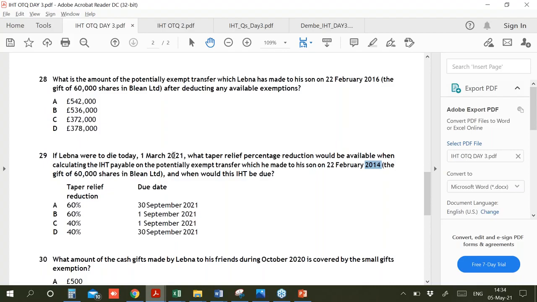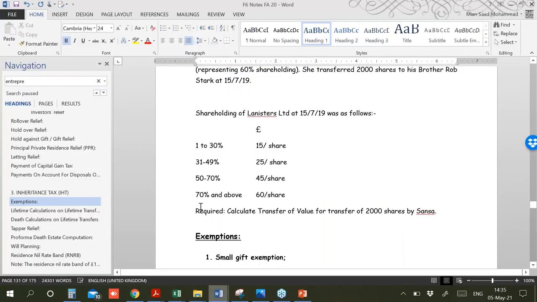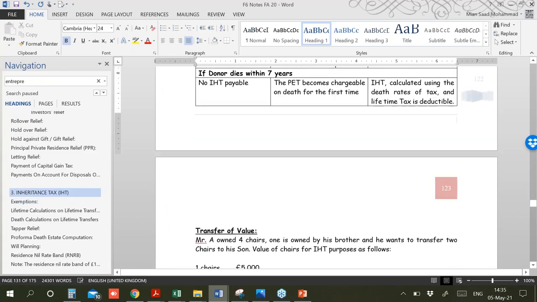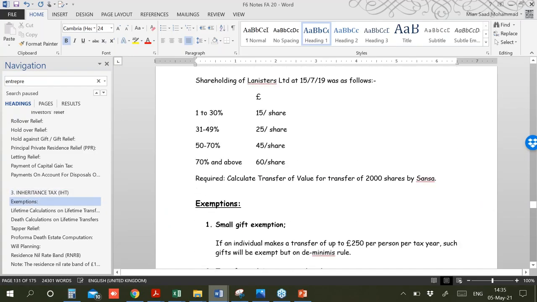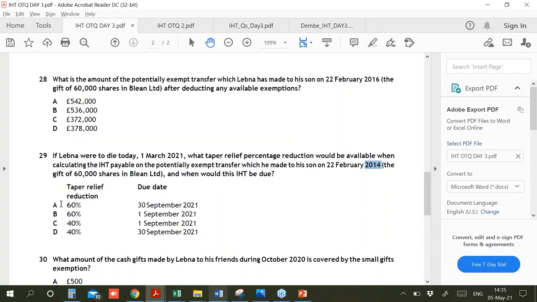If I take exactly 5 years, it will be February 2021. But the death has happened even after 5 years. So I guess 5 to 6 years. And for taper relief, the table will be given to you in the question. You do not have to learn that. So if I discuss with you here, you can see that in 5 to 6 years, the percentage of taper relief discount is 60%. So if I come back to the question, the answer can only be either A or B. It cannot be C or D.